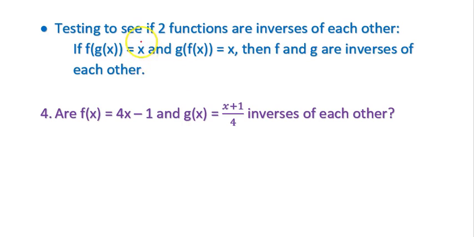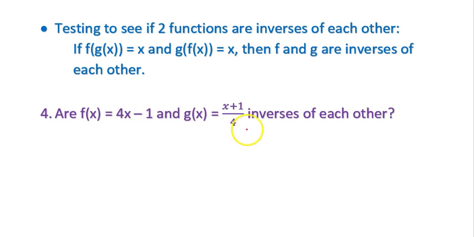Okay, notice that this is not x squared or 2x. Anything other than x as an output means they're not inverses. But if I do a composition one way and get x, and I do a composition the other way and get an x, then they are inverses. And this is how you test for it.